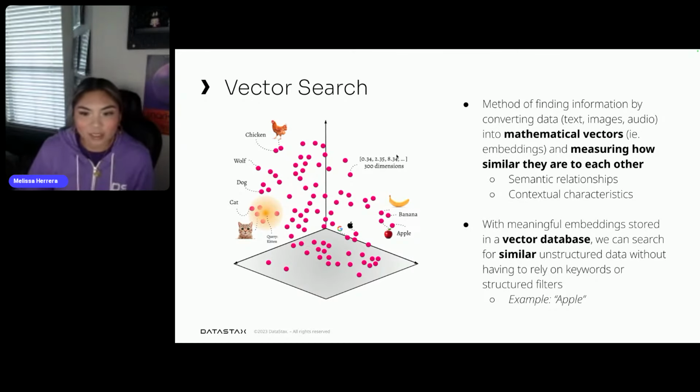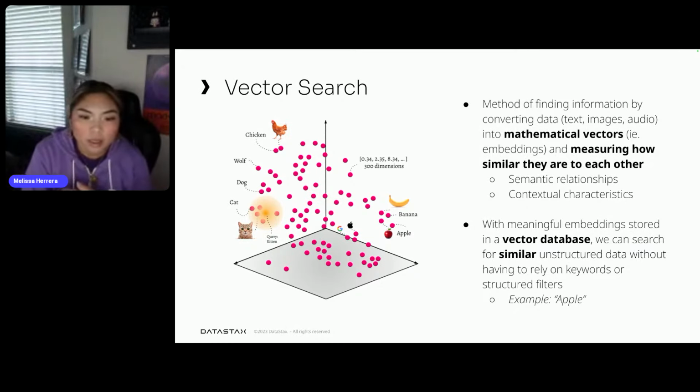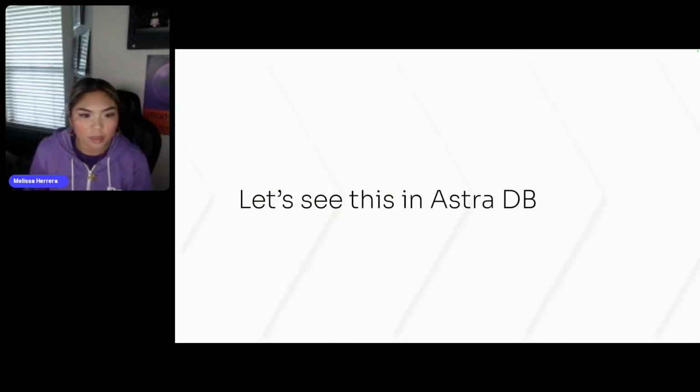So with vectors, we can actually measure how similar they are to each other based on this large array of numbers. And it's a huge advantage over the typical keyword search, as I described earlier. So for unstructured data, this is really great because you don't have to rely on those keywords or structured filters. So this is an example of vector search, and we'll be showing that in just a moment. Yeah, let's see this in Astra DB.